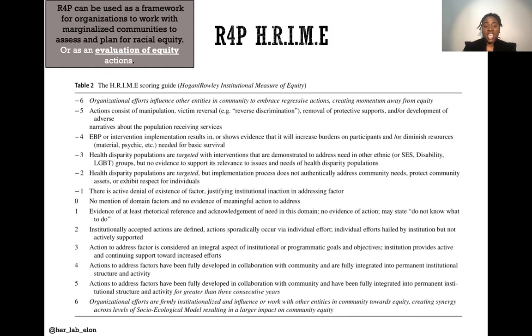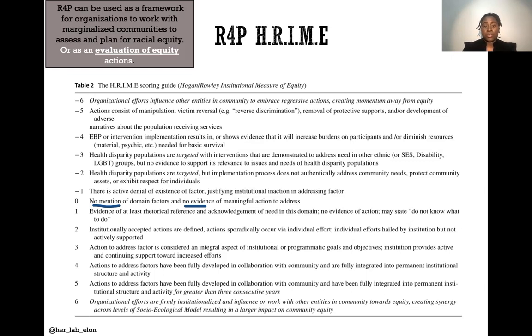So this is the HRIME, the Hogan-Rowley Institutional Measure of Equity. It's a scoring guide that ranges from 6 all the way to -6. And you'll see across the numbers, across this range in this scoring guide, actions that are neutral, actions that promote equity, and actions that are aggressive when it comes to equity.